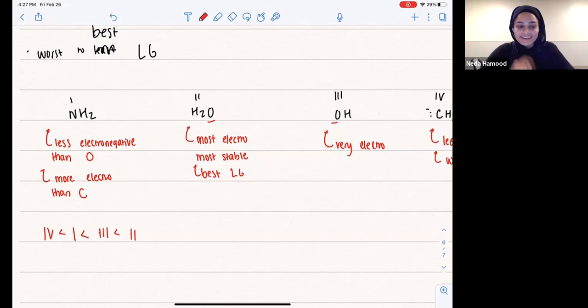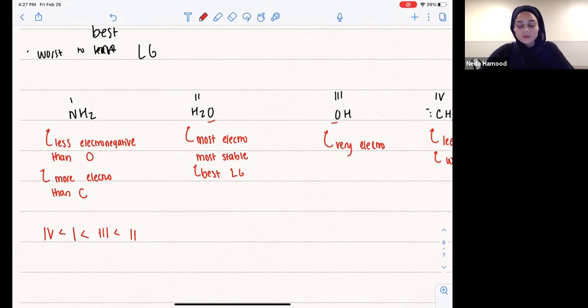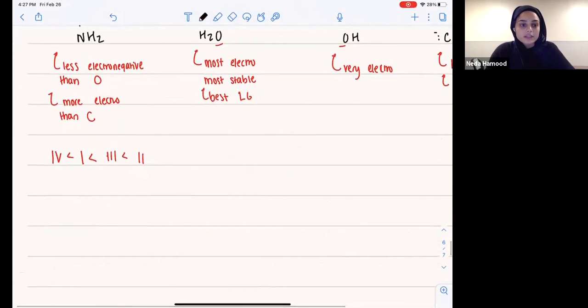I hope you guys enjoyed that. So basically, you just look for which one is the least stable on its own. That's how you rank them: look at how stable each one is on its own. But also, if you still aren't able to decide that way, then looking at electronegativity is always a really good thing to do.